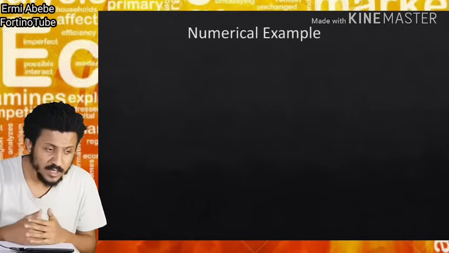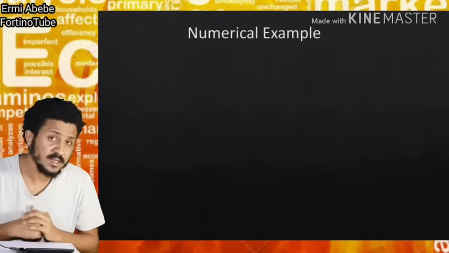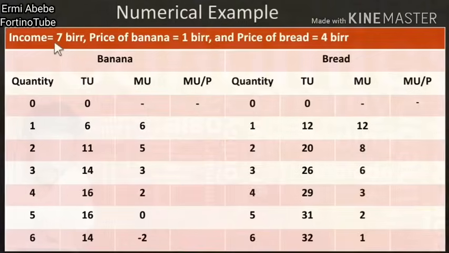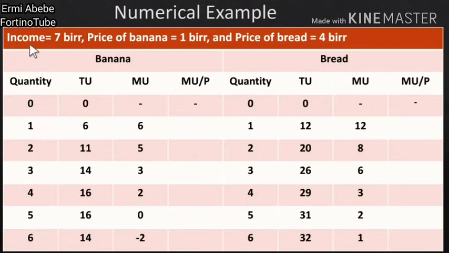Now let's have a numerical example illustrating this rule. ይህንን ሩል የሚያብራራ numerical example እንከተላለን ማለት ነው. Okay, so to begin, the consumer that we are dealing with now is a consumer with an income of ብር 7. ይህ ሰውዬ 7 ብር አለው and he wants to consume banana እና bread ነው consume ማድረግ ይፈልገው. ያለው ደግሞ 1 ብር price for banana ነው ማርኬት ላይ and also for a bread we have a price of 4 ብር in the market ማለት ነው. ስለዚህ this is the schedule of the consumer.